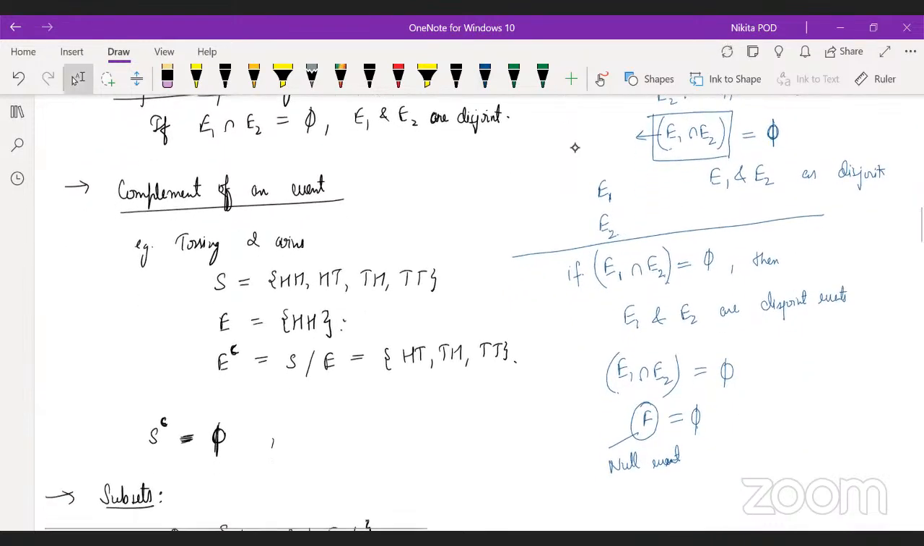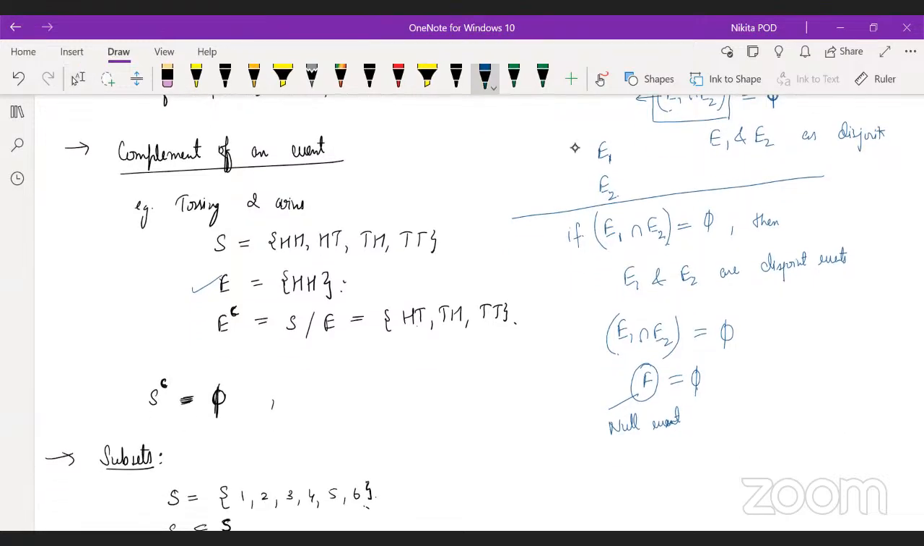For example, here, if we have taken S to be HH, TT, TH and HT, and we had taken an event E as HH, then E complement would be everything in S but E, right? So we remove E from S and you get HT, TH and TT. And since S is a sample space, if you take the complement of a sample space, this is phi, which is a null event, right? This is phi.